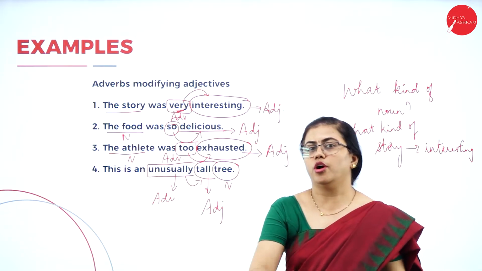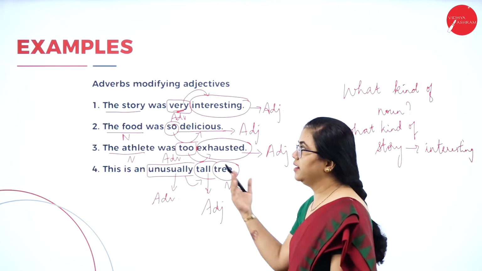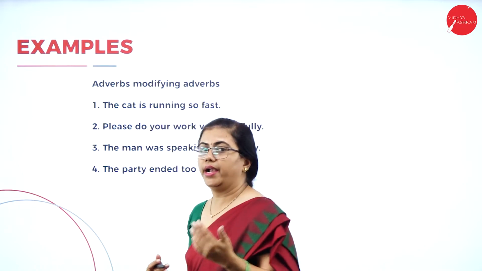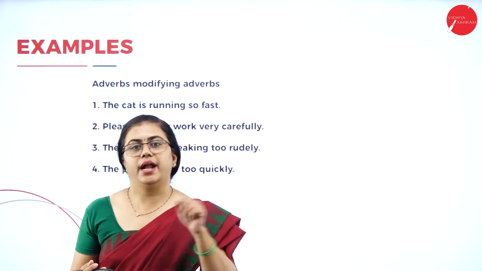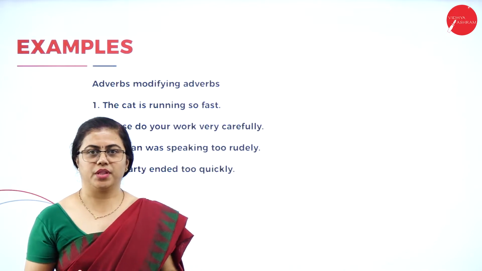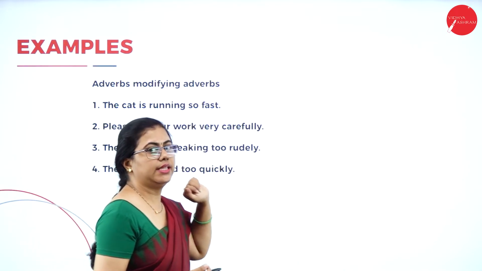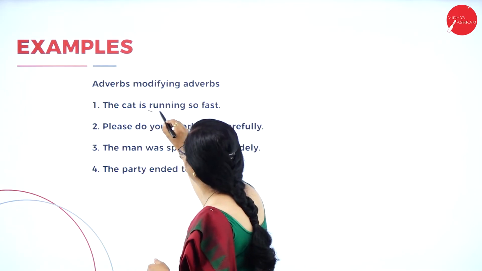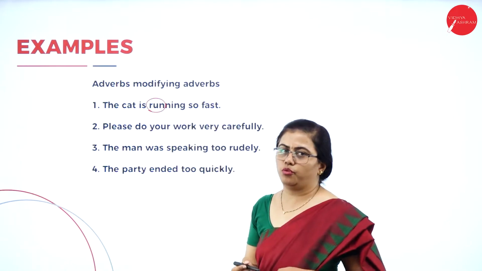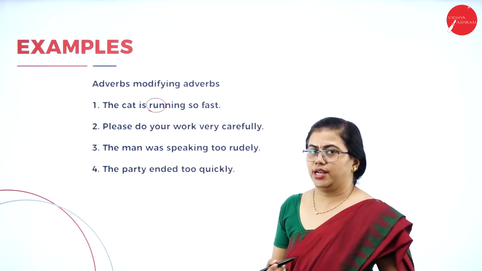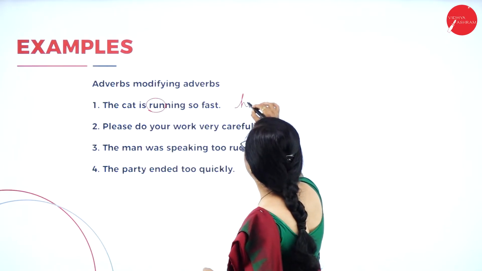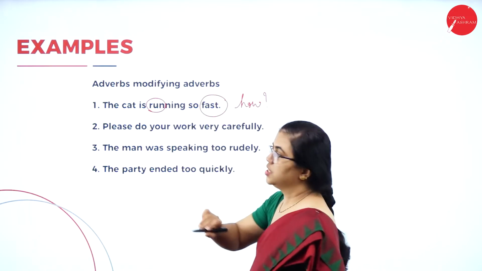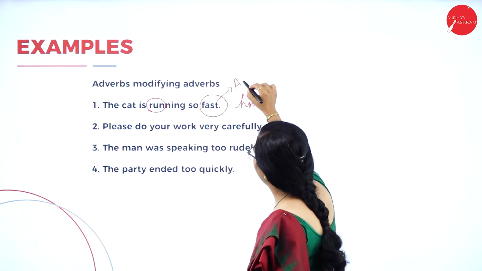Let us now move on to those words that modify other adverbs. Here what we have to do is, before identifying adverbs, we have to identify the verbs, because adverbs modify verbs also. First, let us identify the verbs in these sentences. Verbs are action words, as I already told you. The cat is running. Run is the verb over here. How is it running? I am asking how the work is happening. It is running fast. So, fast becomes an adverb.